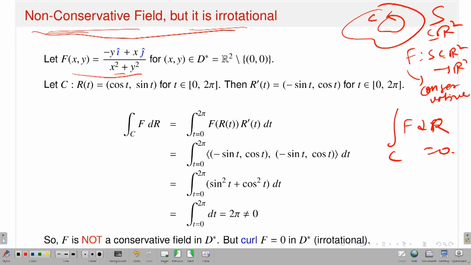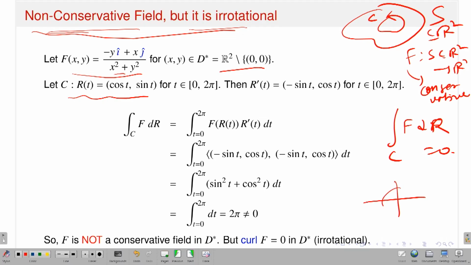So therefore it is an irrotational vector field, but it is not conservative. Why? Because if I consider this circle, this is a simple, smooth, positively oriented contour sitting inside my domain. What is my domain? This is my domain, R2 minus 0. That means the whole R2 except the origin, so a punctured two-dimensional plane.